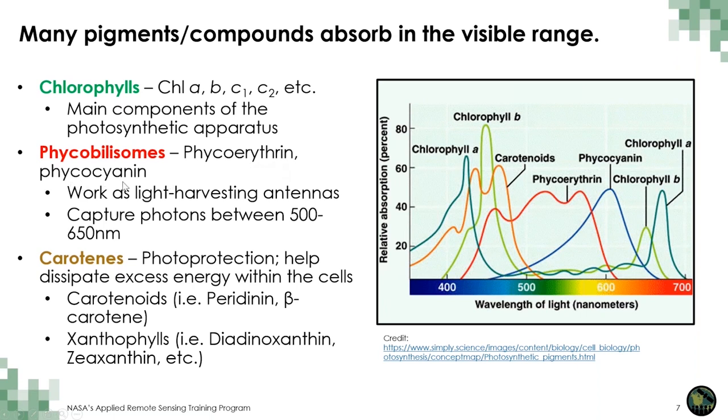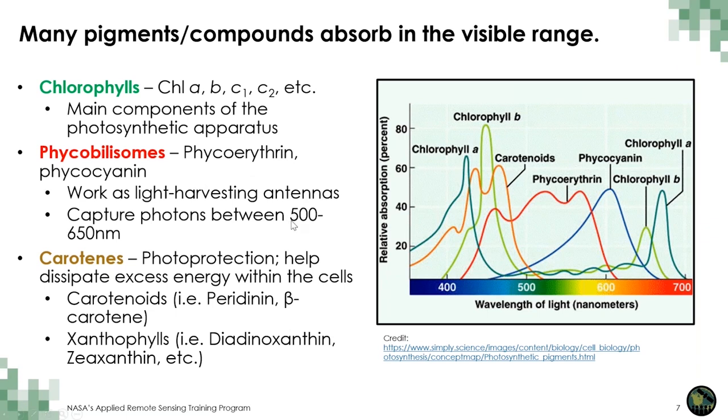And then phycocyanin is a pigment that is characteristic of cyanobacteria. And phycocyanin, as you see here in the graph, absorbs mostly in the green to red part of the spectrum. Now, both of these pigments work like harvesting antennas in the photosynthetic apparatus.